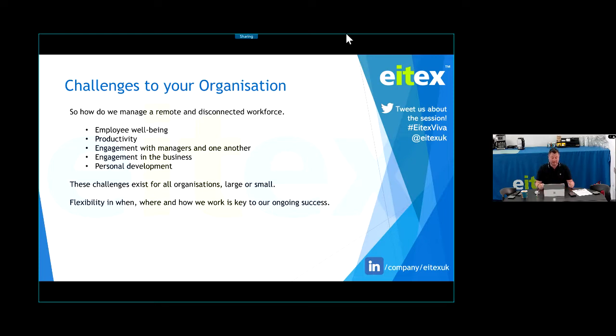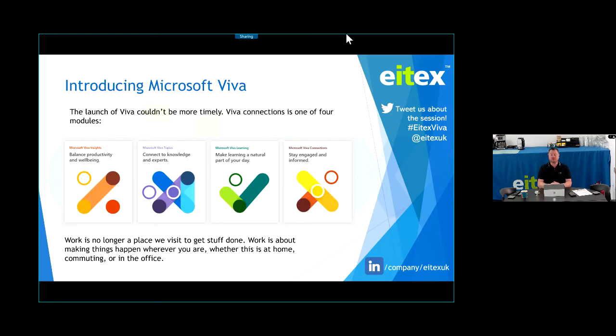These challenges, by the way, exist for all organizations, whether you're a one or two man micro business, through to large organizations, charities, schools, colleges, enterprises, those sorts of things. Flexibility in when, where, and how we work is the key to our ongoing success. So, introducing Microsoft Viva. The Viva launch from Microsoft couldn't be more timely with regards to the world around us as it stands right now.